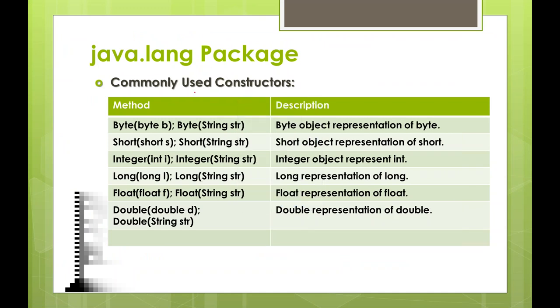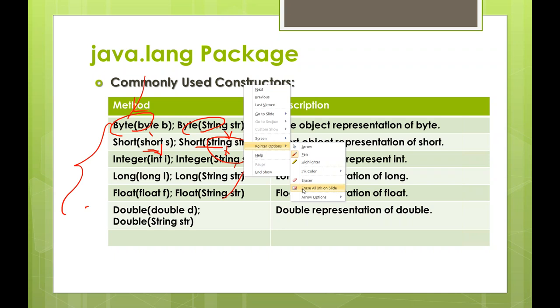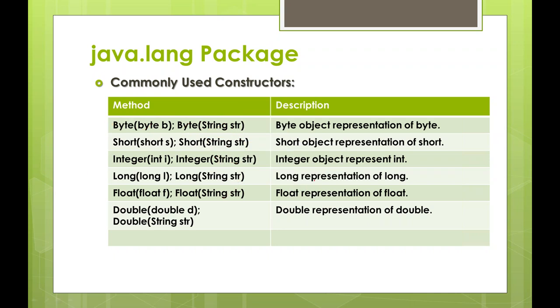So for these things, the most commonly used constructors are byte and string. Each constructor takes one primitive type, and the other will take the string object, to create the respective objects. So if you want to create a string object or byte object or integer object from a string, you can use these constructors. Otherwise, these things are not needed, because auto boxing and unboxing will take care of these things, right? Anyone has any questions here? Anyone has any doubts?